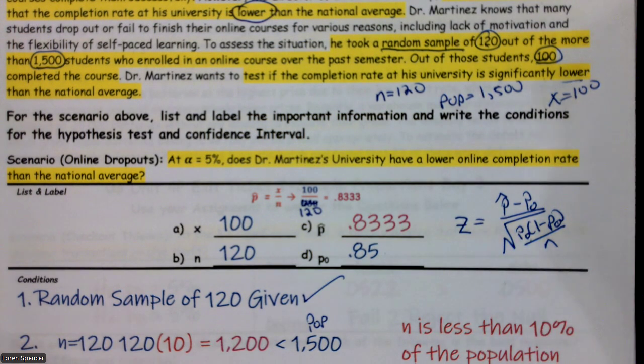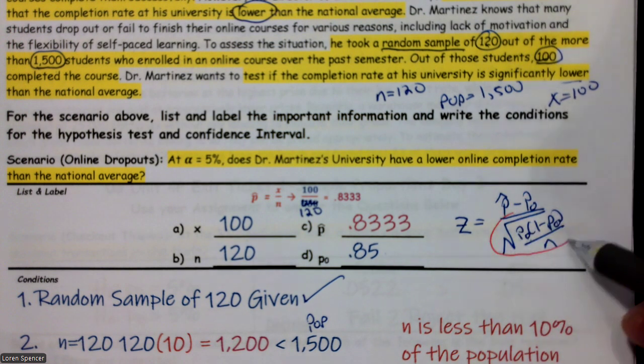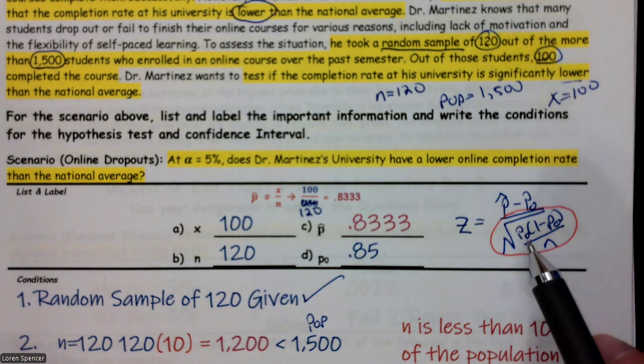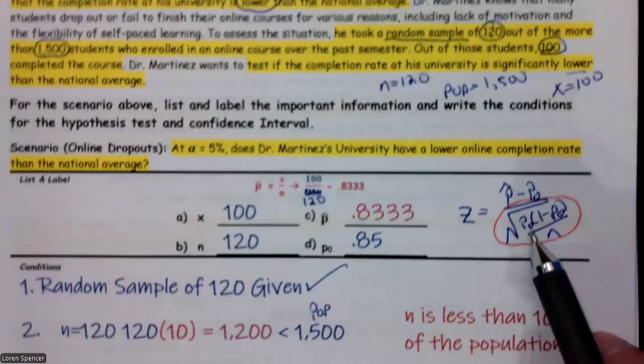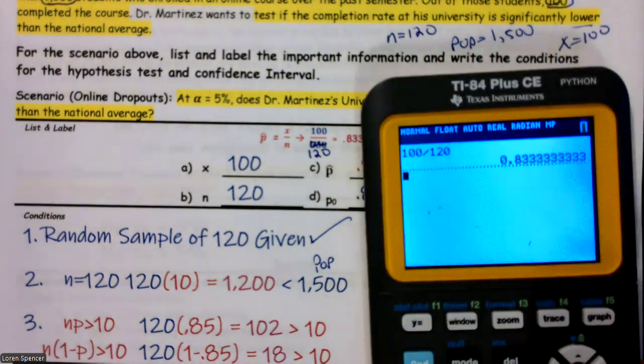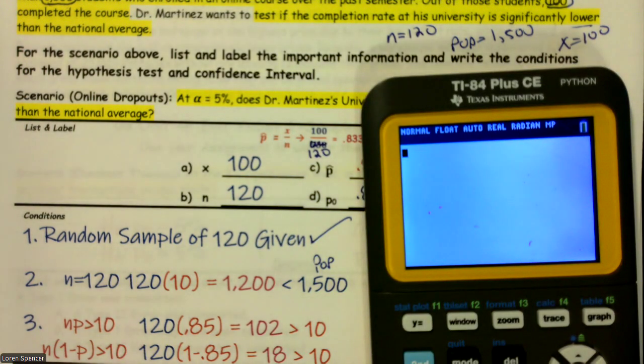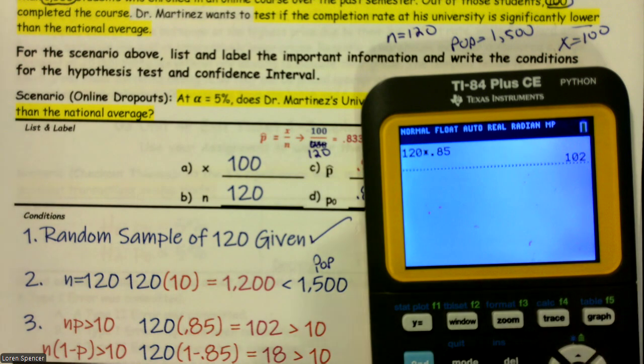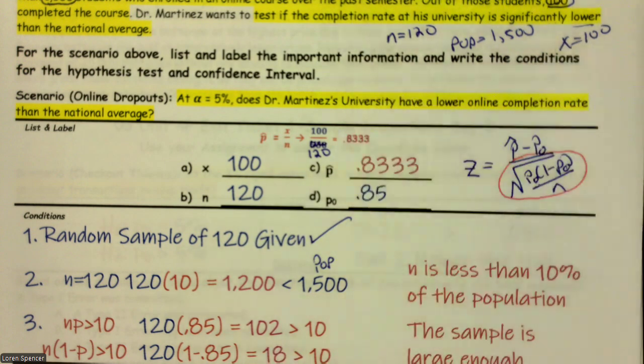This is where we need to pay attention to the formula. If we always look here, this will tell us what we're going to be using for our conditions. If we have a P in there, we're going to be using our P for the condition. So our sample size times our population proportion. Well, our sample size is 120. 120 times 0.85 is 102. And we're always going to be comparing to 10 in this case. And that's greater than 10.